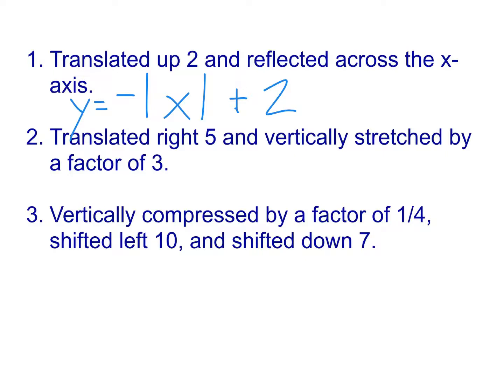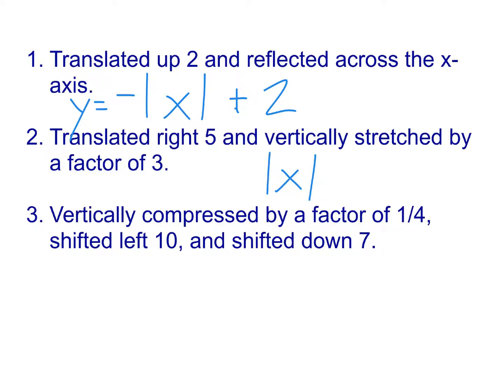All right. Next up, we're translating right 5 and vertically stretching by a factor of 3. So again, I start with my absolute value of x. In order to move right 5, what am I going to be putting in there? Is that a plus or a minus 5? It is minus 5. That oftentimes is one of the trickiest things to remember, though, is that when we go left and right, minus actually goes right, plus goes left. It's kind of counterintuitive. But it only is for the stuff that happens going left and right.